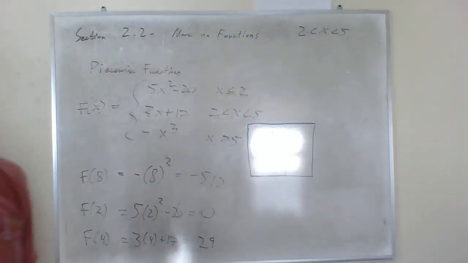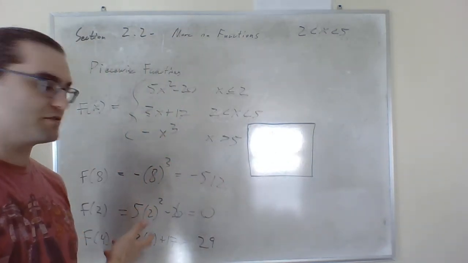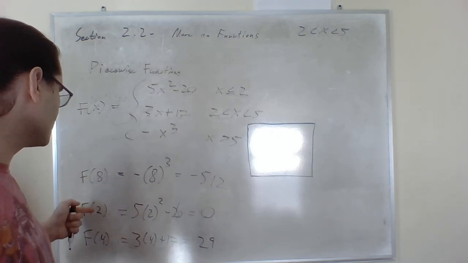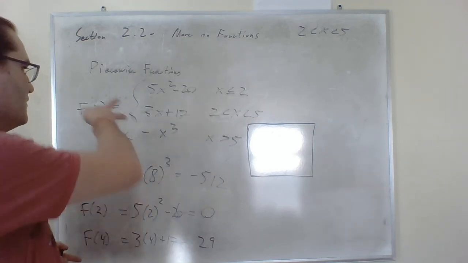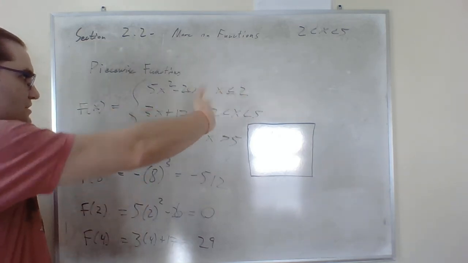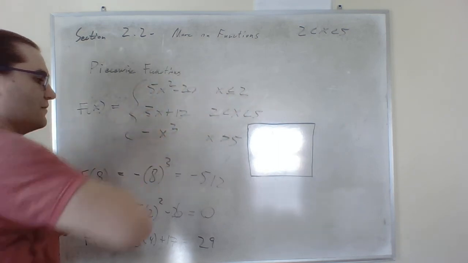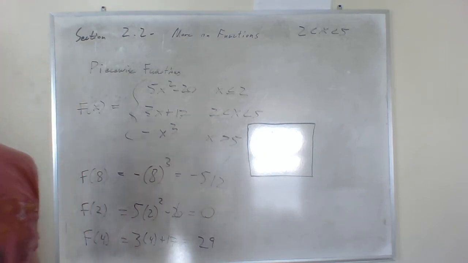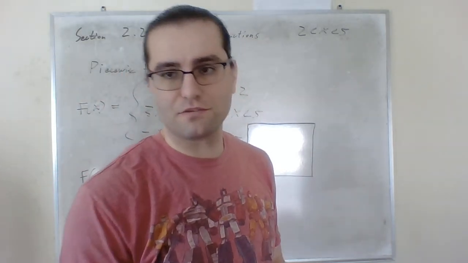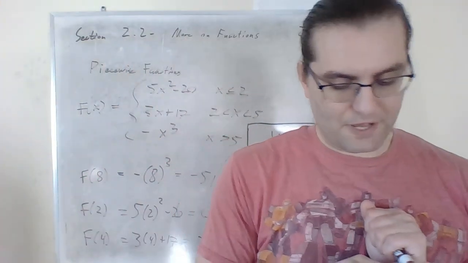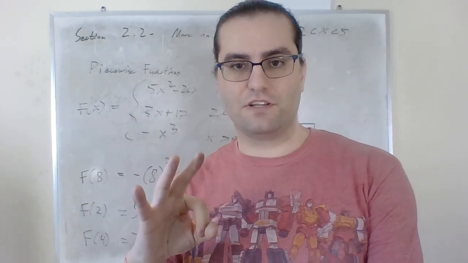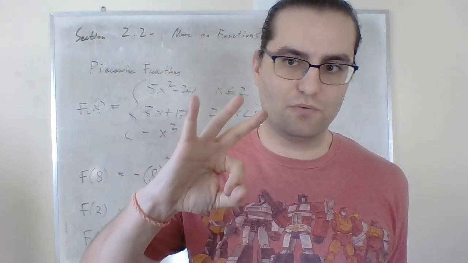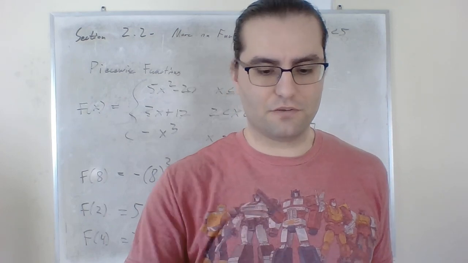So this is how we evaluate piecewise functions. Figure out which piece of your domain your x value lives in, and then use the appropriate function for that thing. You can get your values. It's not so bad. That's going to do it for this video, but stay tuned. We still need to talk about the third part of this section, which is difference quotients, which are kind of a doozy. So you'll want to tune in for that.